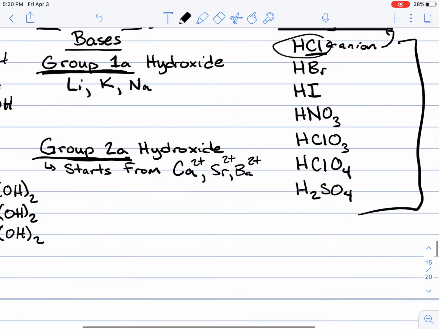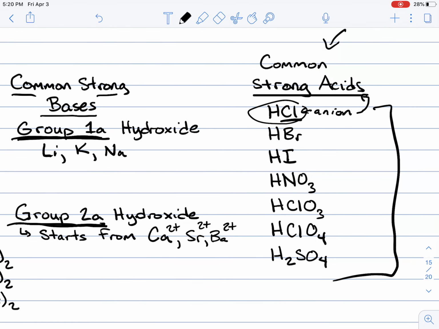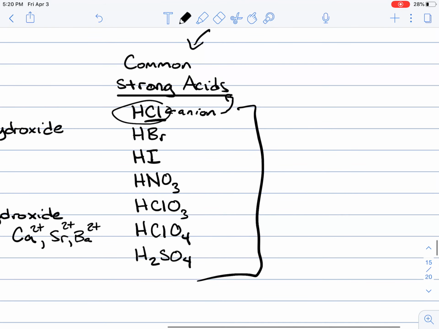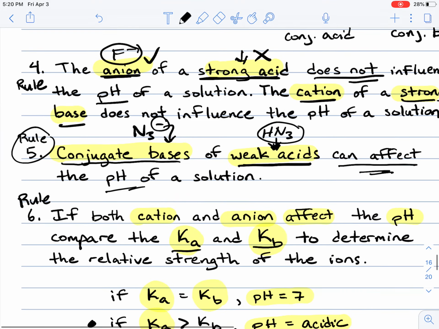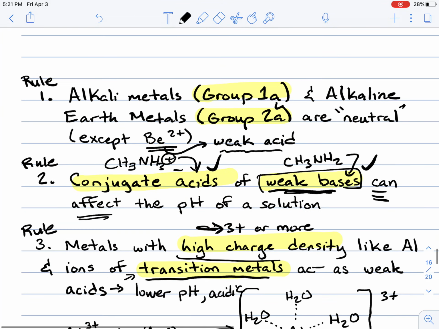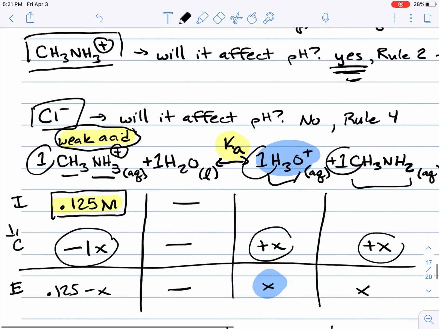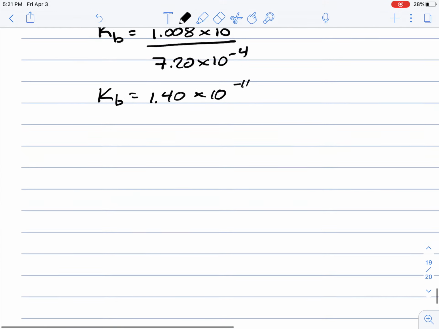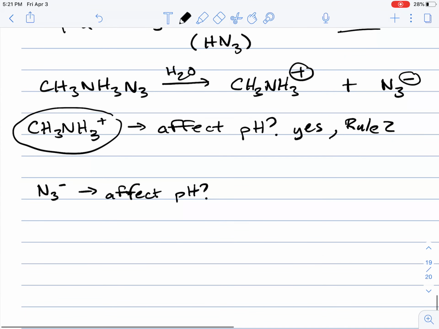And so if I scroll all the way up, notice that HN3 is not found in my list of common strong acids. And so therefore, it's most likely a weak acid. So it fulfills this part, and if you read on in rule 5, it does affect the pH of the solution. If you look at rule 2, if you check off this part and this part, it does affect the pH of the solution. So this is another situation in which both ions can affect the pH of the solution.